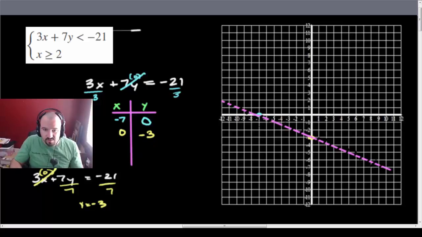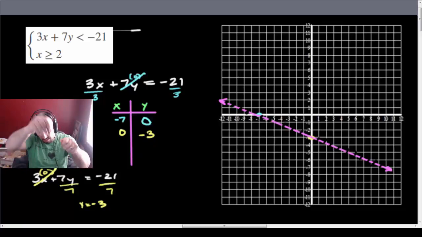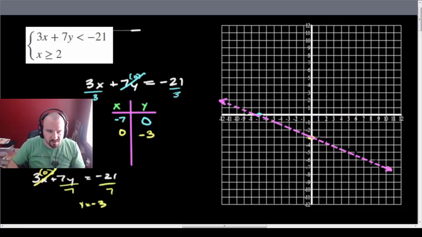And I do this not because it's the correct way, but because I'm lazy. It's just easier for me to draw a solid line and erase than it is to draw a dashed line that's straight. If you happen to have a ruler or a straight edge, then fine, that's fine. What this means is we cannot include the boundary line in our solution set.